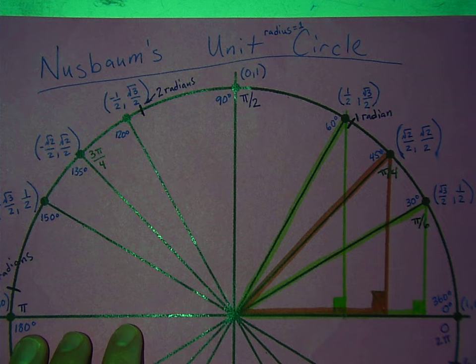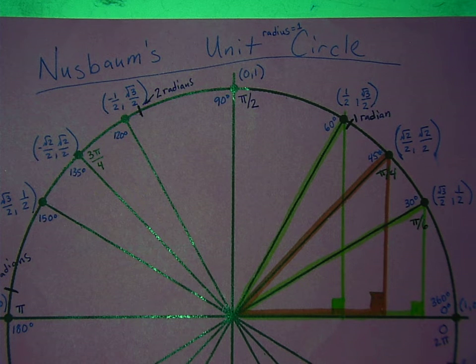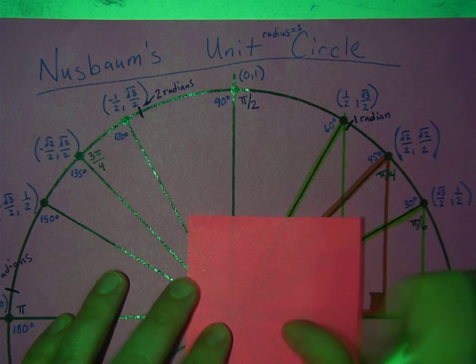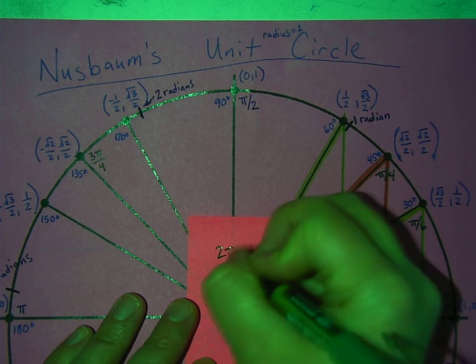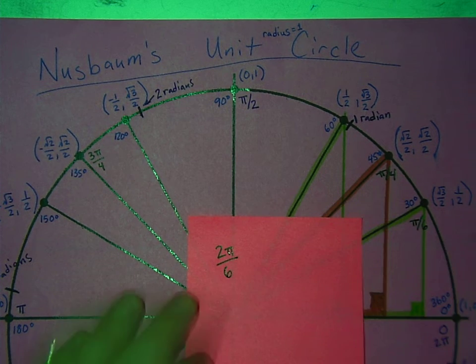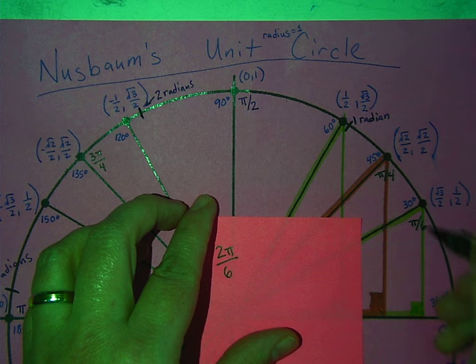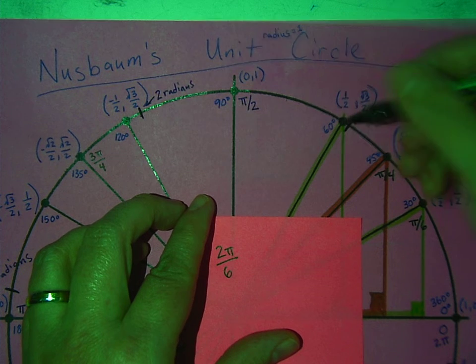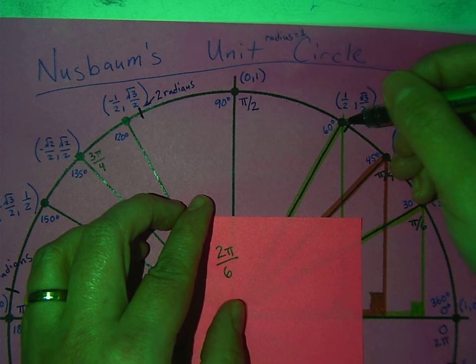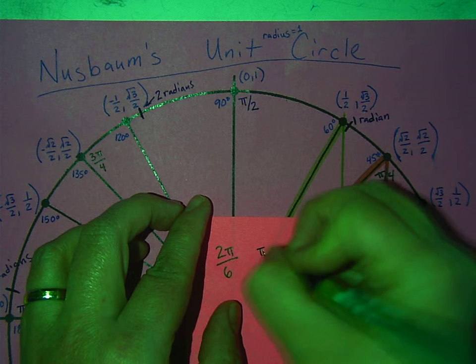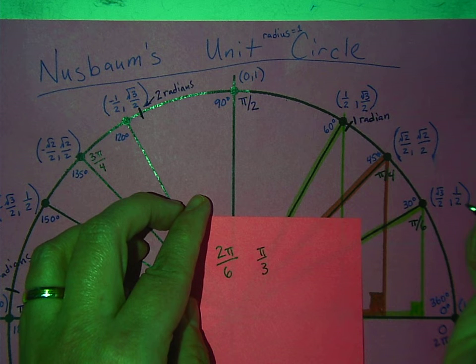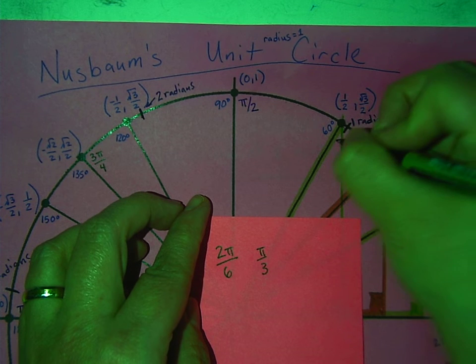How about 60 degrees? Pi over 3. Good. Now, for everybody who is not letting that sink in, I'm hoping you're looking at it like this. 30 degrees was 1/6. 60 degrees is 2/6, which reduces to pi over 3. You guys see it? Yes. This one's pi over 3.